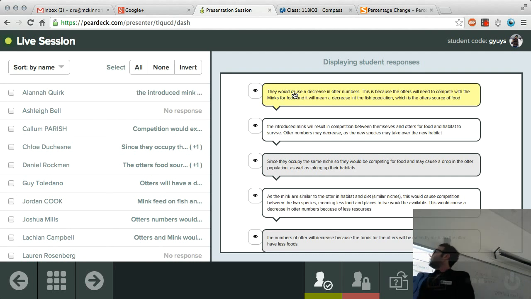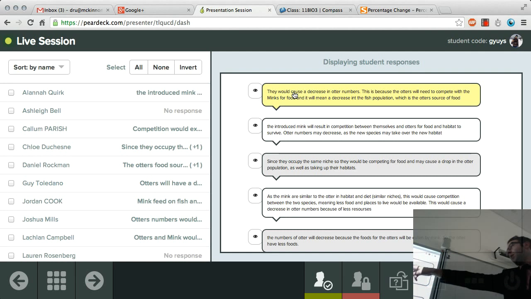So the first mark is for saying what would happen or suggesting what would happen to the numbers. Chances are they will decrease because there's competition. What are they competing for? They occupy the same niches, they live in the same place, they eat the same food. That means that overlapping niches creates competition. Look at the information they give you, think what are they competing for? Otters will need to compete with minks for food. So less fish for the otters to eat because the mink are also eating them. Decrease in otter numbers.